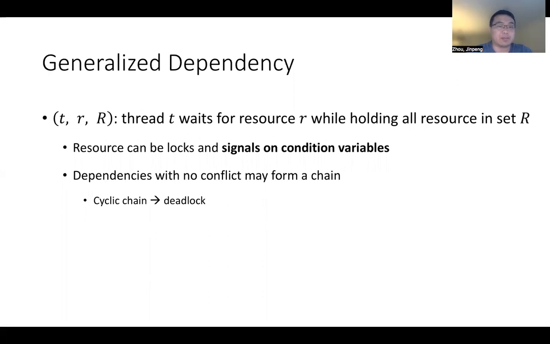The generalized dependency is defined as a triple, indicating thread T waits for resource R while holding all resources in a specific set. The resource can be locks and can also be signals on condition variables. Different dependencies with no conflict may build a chain, and a cyclic chain indicates a potential deadlock.